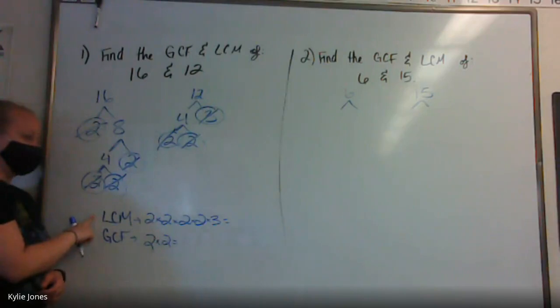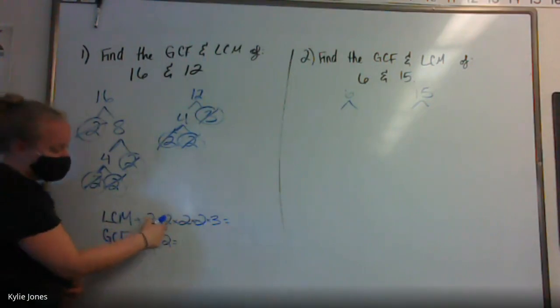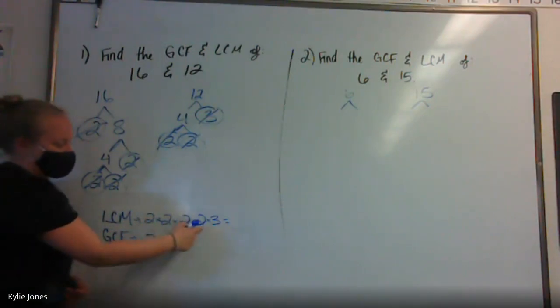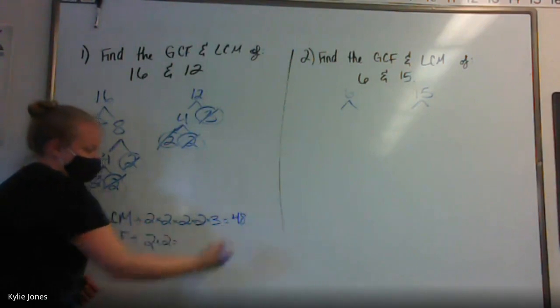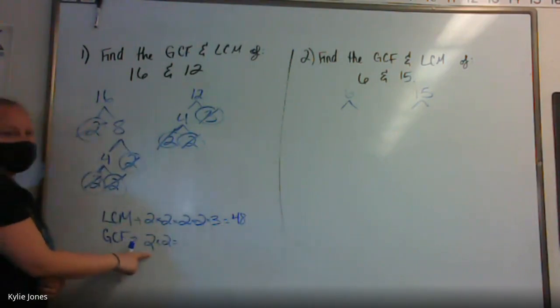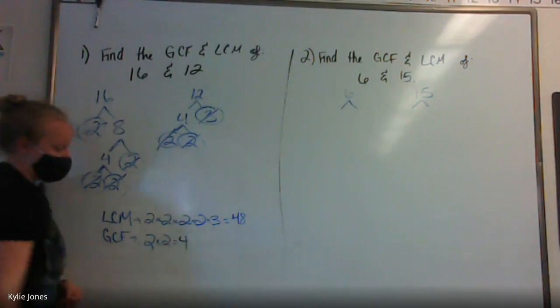The LCM. When you multiply, 48. 2 times 2 is 4. 4 times 2 is 8. 8 times 2 is 16. 16 times 3 is 48. And the GCF is what? 4. 2 times 2 is 4.